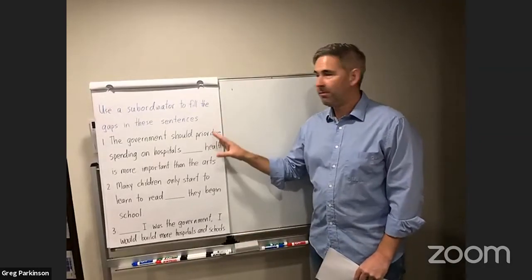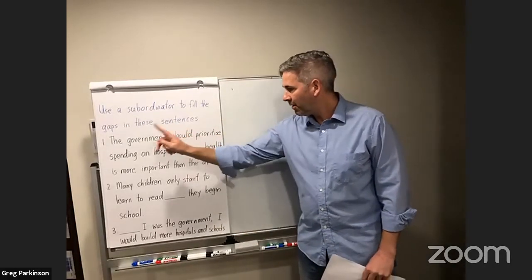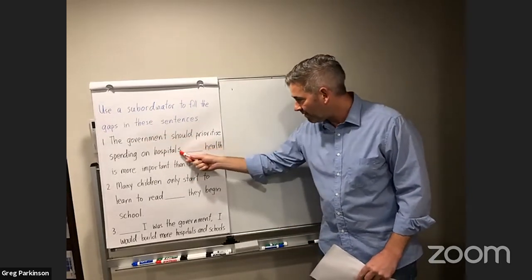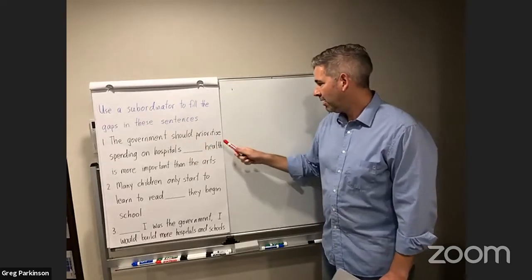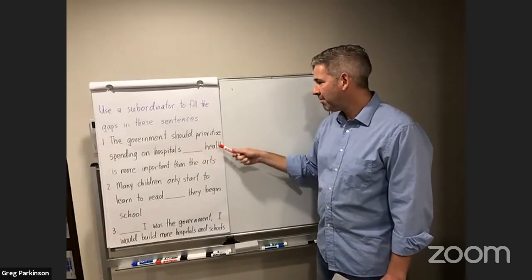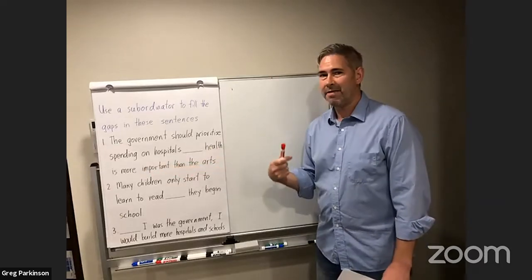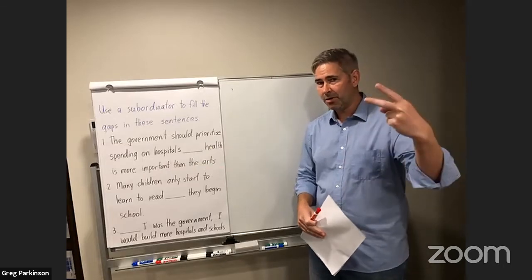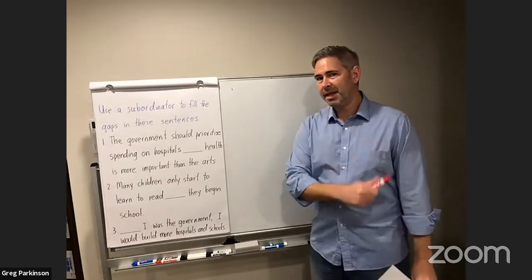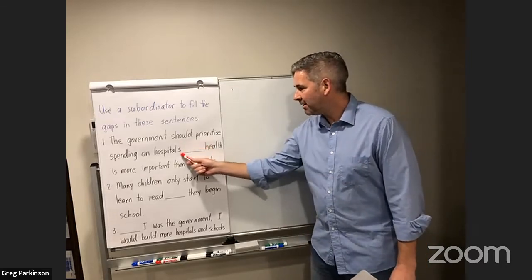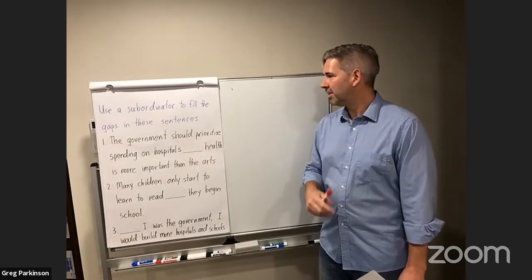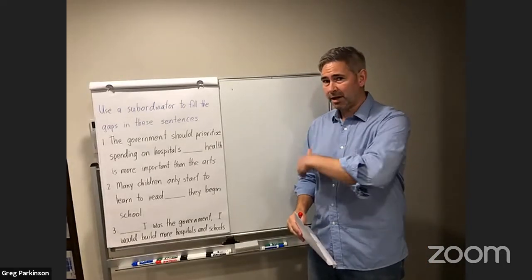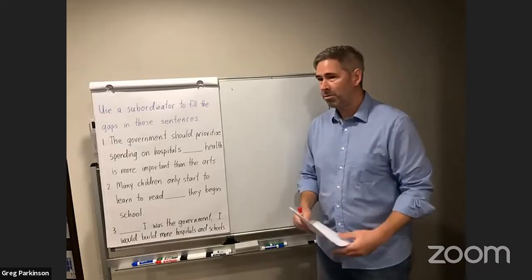Let's start with the first example here. So the government should prioritize spending on hospitals, and then we have a blank. So a subordinating clause, health is more important than the arts, right? So remember, complex sentences we're looking at today, 2 clauses, one of the clauses needs the other one, and it's linked with a subordinating conjunction, right? So take some time at home, think about all the subordinating conjunctions that I showed you before, and I'll show you again to help you.